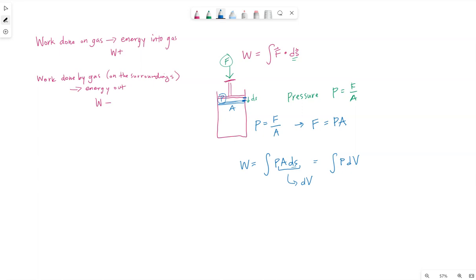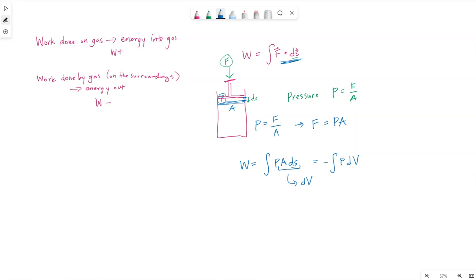We have to change the volume. The piston has to actually physically move to do work. Just like we talked about earlier chapters, the force had to cause motion and it had to be acting along the line of motion, or at least a component. Same thing, this pressure has to cause some sort of change in volume.